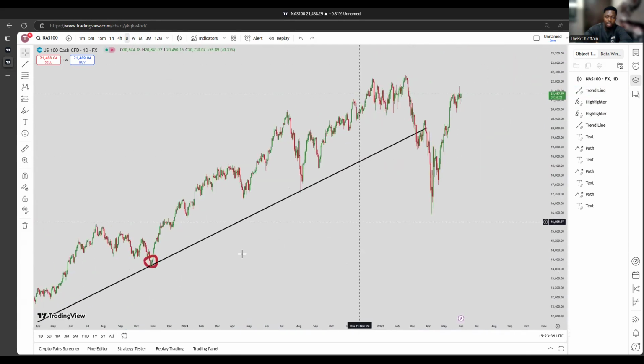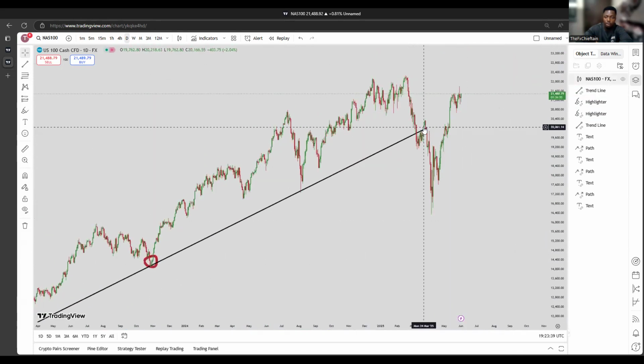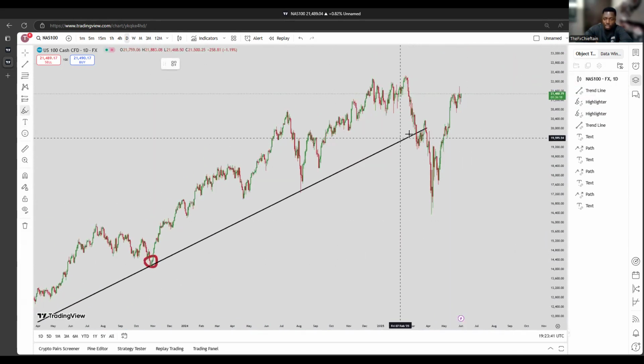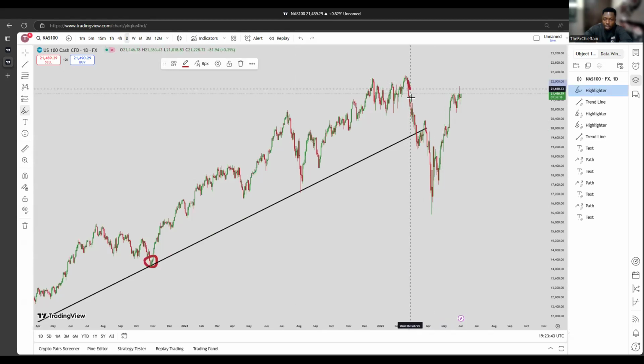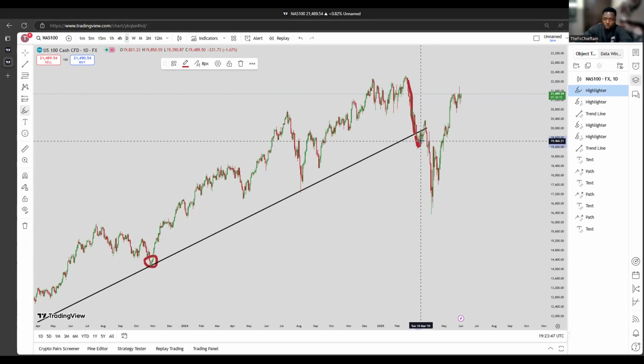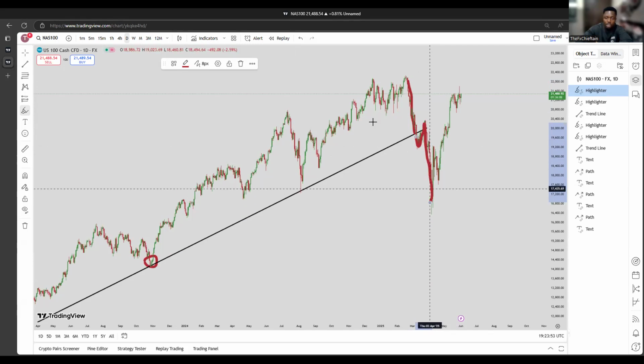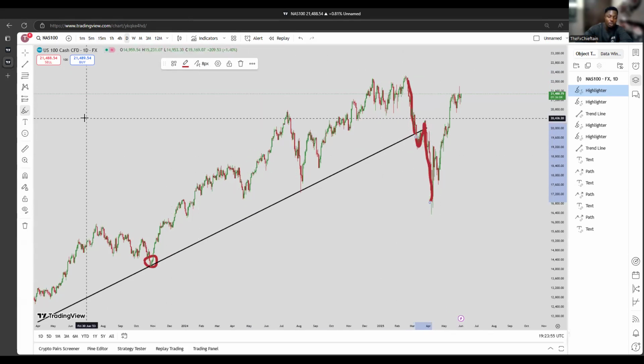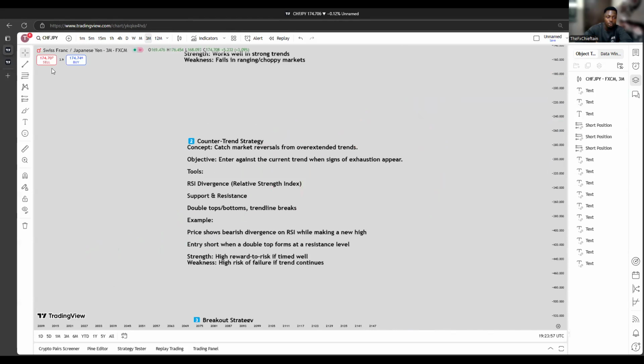Now you can see how price has reacted so far. Right at this level, you can see when the market came down to tap into this trend line, it could not hold. It broke. At this level, trend line break. The market has broken structure and has formed a downtrend. That's what we're seeing right here.